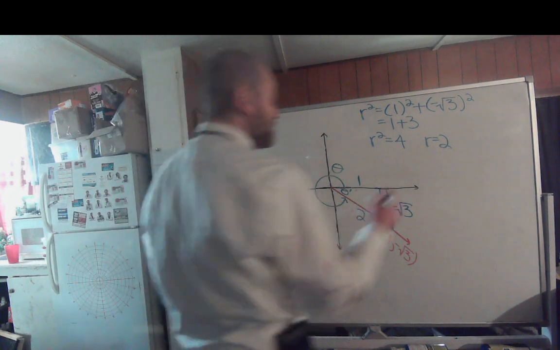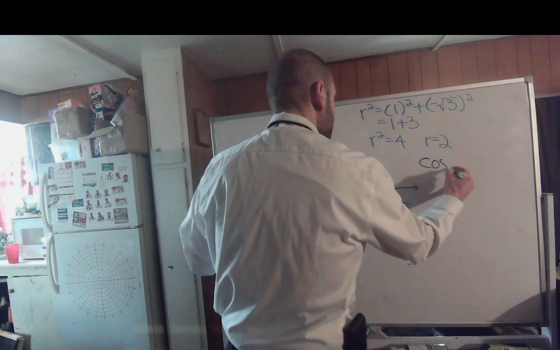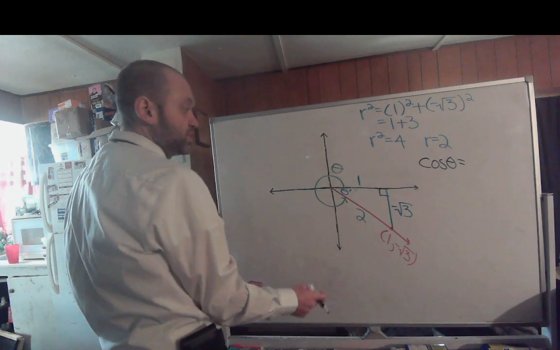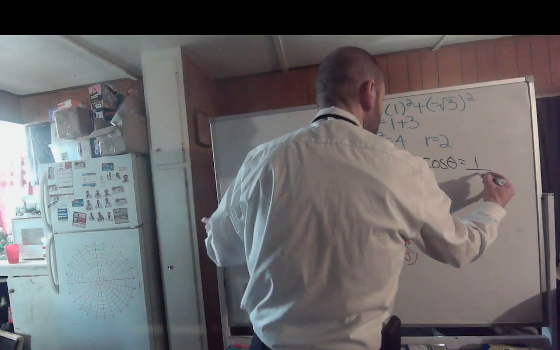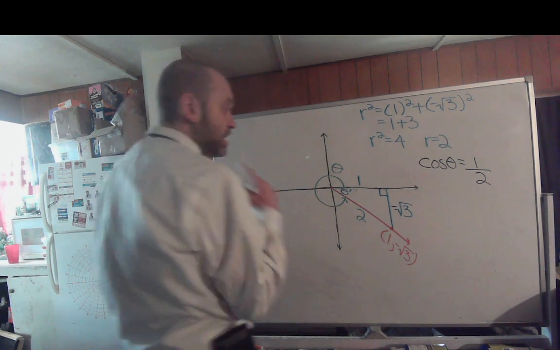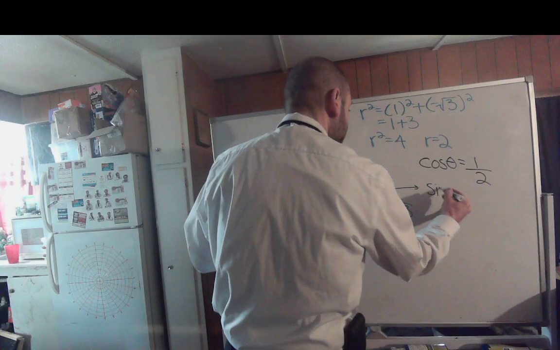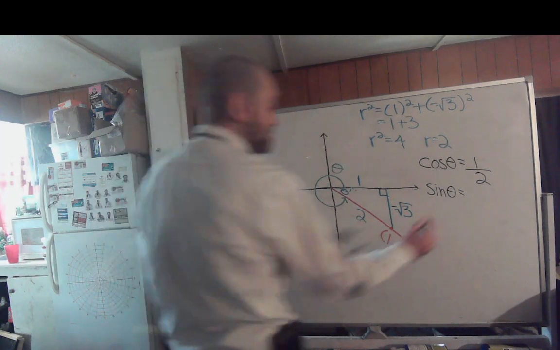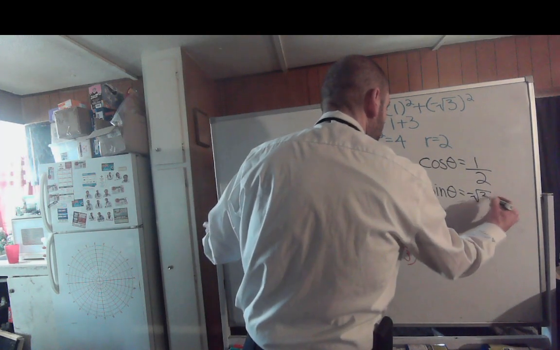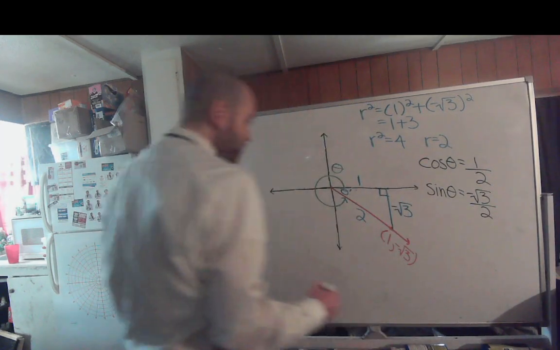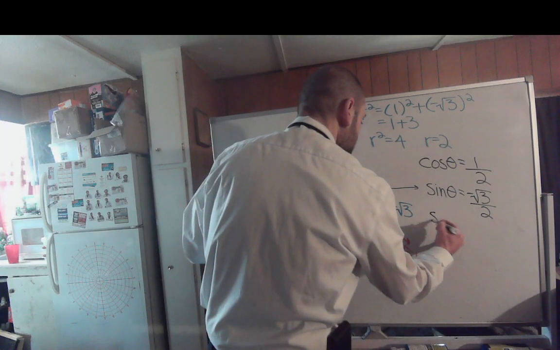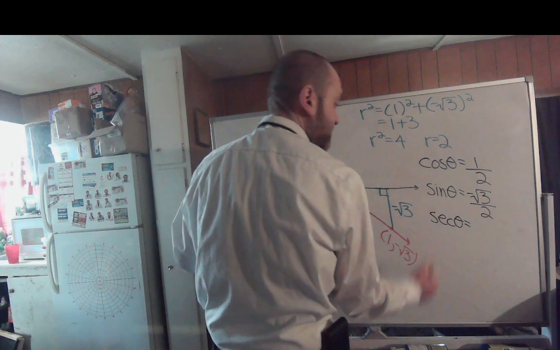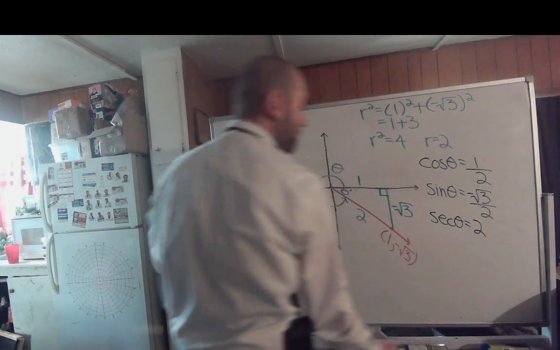So let's find the cosine of theta. That's adjacent over hypotenuse, so that would just be 1/2. So the cosine's 1/2. Now how about the sine? Sine of theta is opposite over hypotenuse, so that'd be negative of the square root of 3 over 2. Alright, let's find the secant. Secant is just reciprocal of cosine, so the reciprocal of 1/2 is 2.